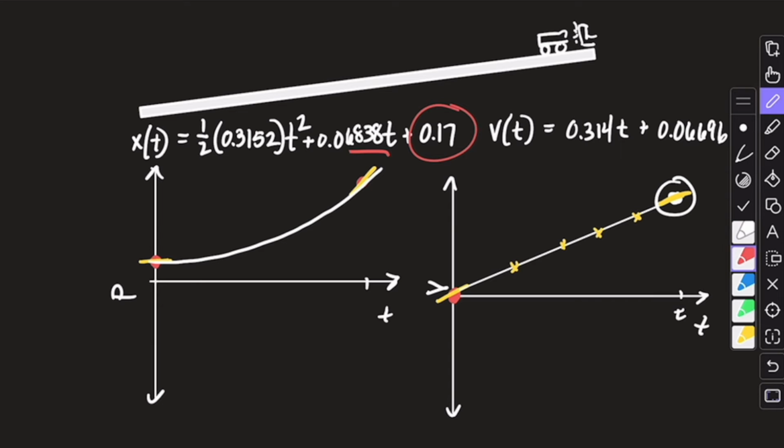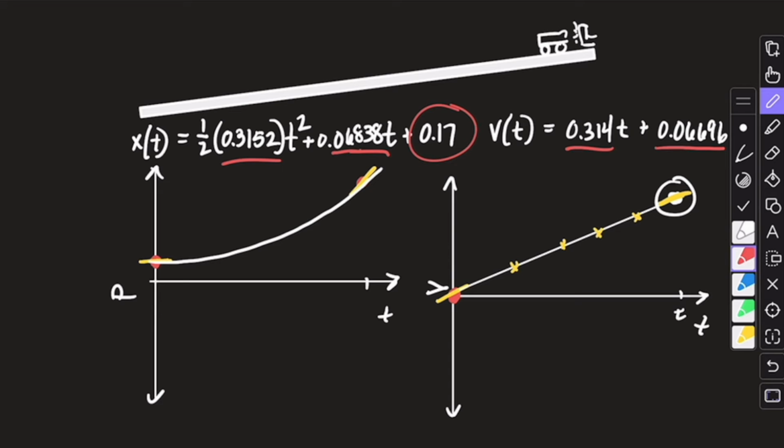Still, 0.06838, 0.06696. Those are close. Real close. They're not rest, though, which means that it was clearly moving when the detector started. Very little I can do about that. Acceleration, 0.314, 0.315. Nice and close.